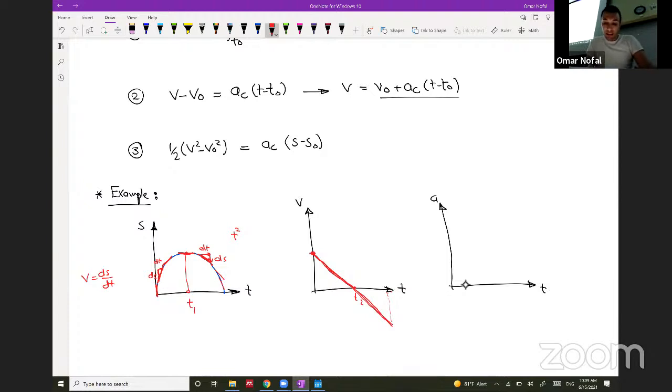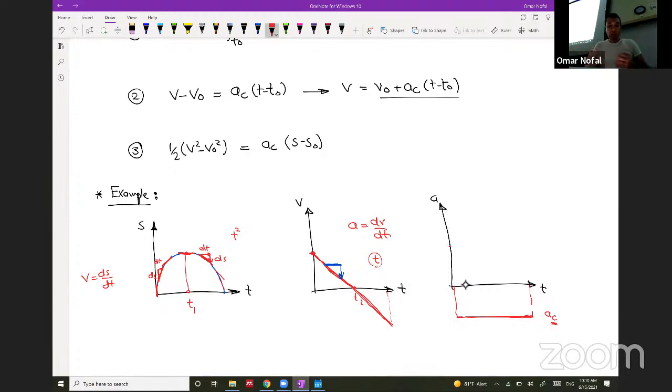So if V with respect to T is linear, then A with respect to T will be constant, because A equals dV/dt. If you differentiate a first degree function of T, it will give you a constant. But for now we don't know what the constant value is. Is it positive or is it negative? You can know from the slope of this curve. The slope of this curve is negative: as time increases in this direction, the velocity decreases. So we know it's negative, so A will be a constant, something like this. So this is the value of A.